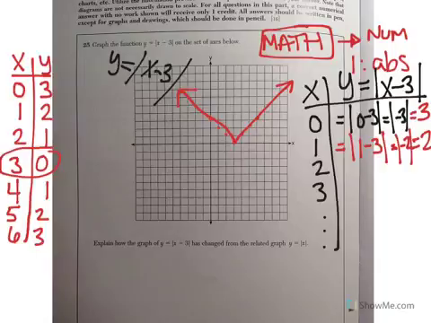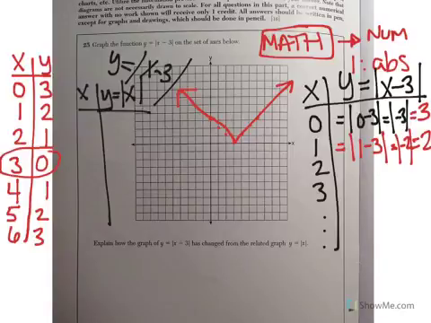So then the second part of this problem says, explain how the graph of y equals absolute value of x minus 3 has changed from the related graph of y equals the absolute value of x. So if you typed in the absolute value of x and you wanted to look at the table and then in turn graph, let's actually put it up here so we have room. So let's look at the table of the absolute value of x. So let's look at the same values.